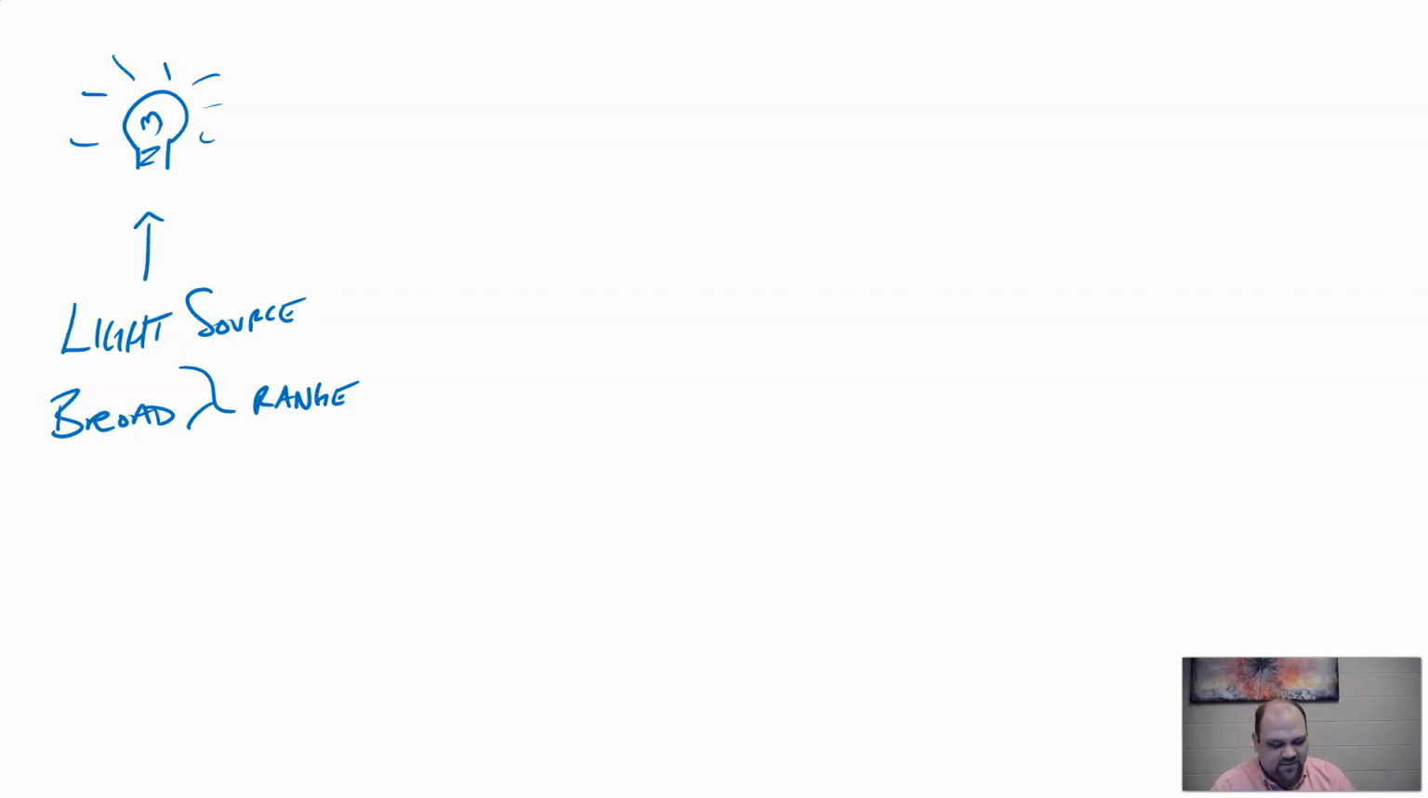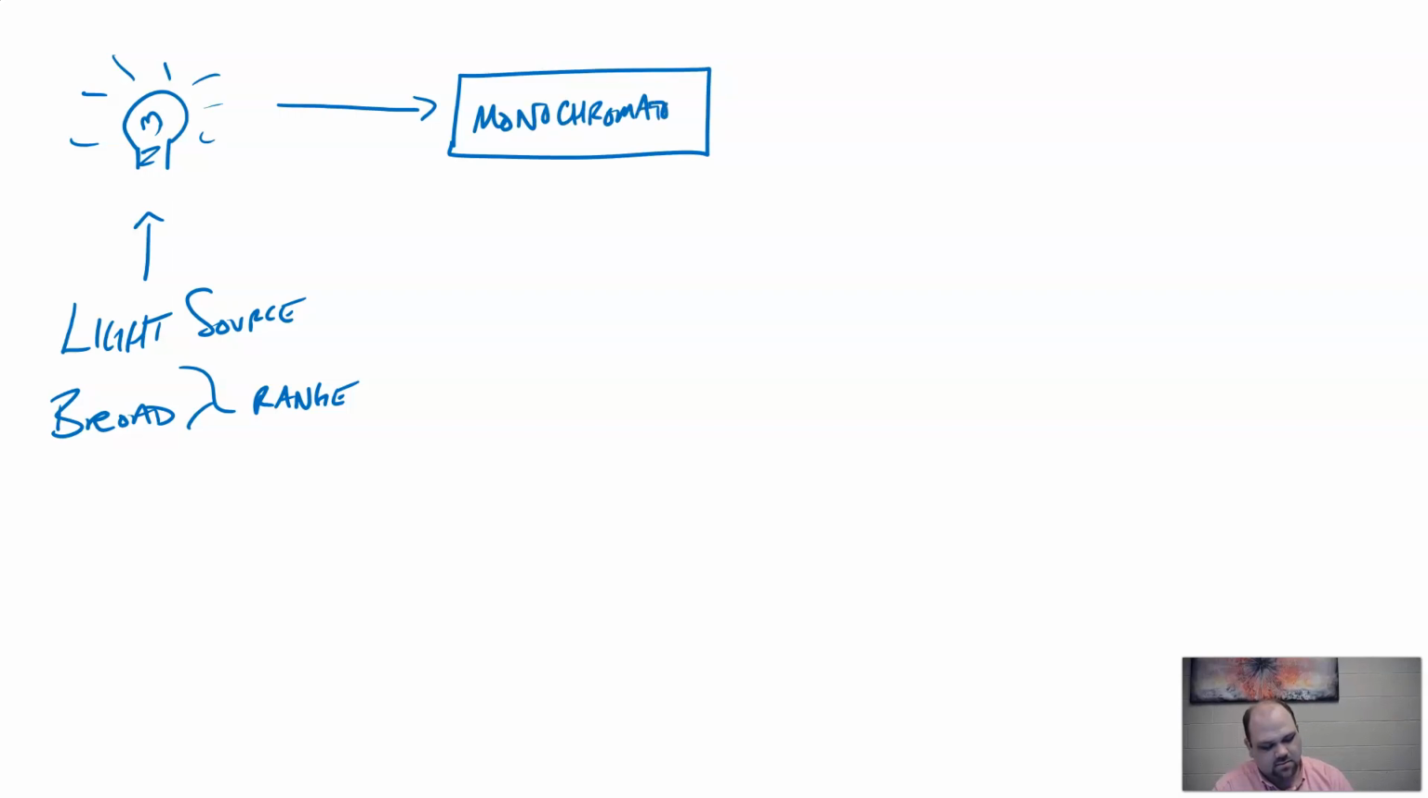From there, that light gets focused down and sent through a monochromator. I'm just going to represent it as a big box for now. Monochromator, you can imagine, gives us a single wavelength. In reality, it's a very, very narrow band of wavelengths, but let's think about it as a single wavelength. And then we go through our sample. This is a little cuvette with our sample.